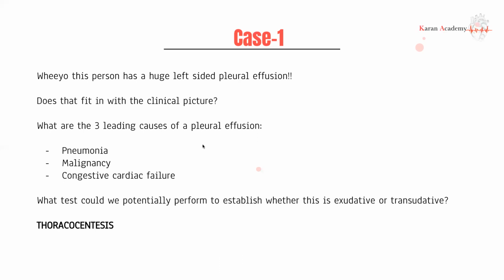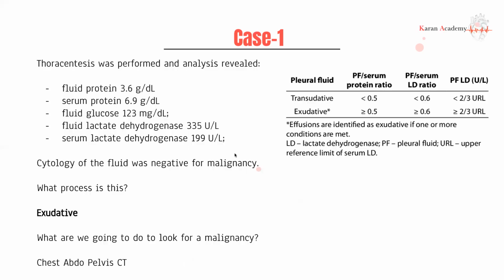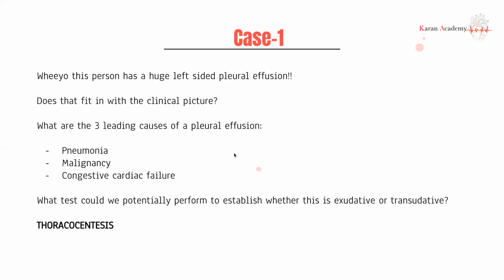So does this fit in with the clinical picture? Always something you have to ask, because a lot of people have the tiny thing going on. Ask if it explains their symptoms. And I would say, yes, it could. This person is practically living off one lung, and I can imagine that being quite tough. So, as I said, what are the 3 leading causes of a pleural effusion that you have to think about? Please do not forget: pneumonias, malignancies, congestive cardiac failure.